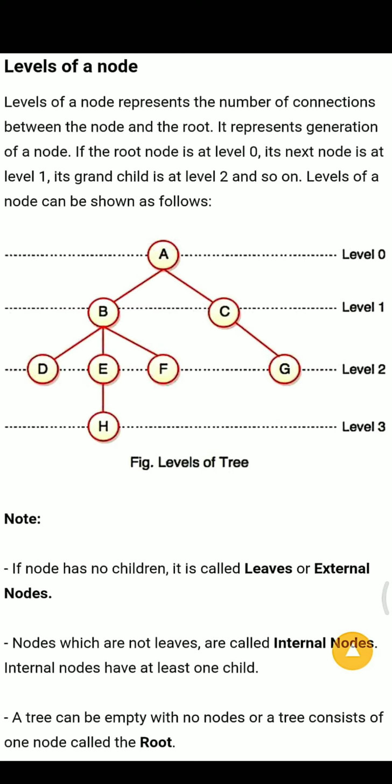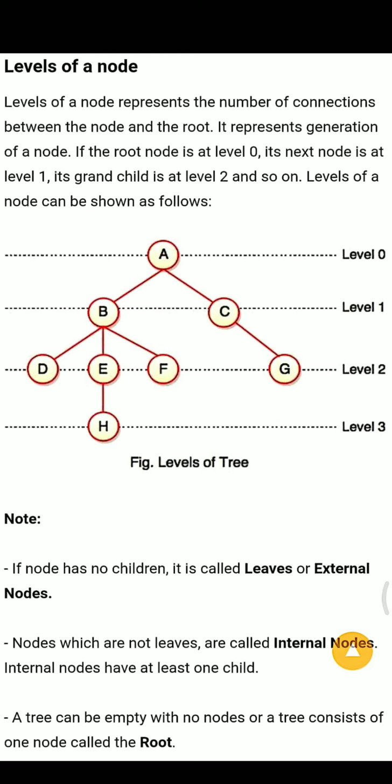So we have here levels of a node. The level of a node represents the number of connections between the node and the root. It represents the generation of a node. If the root node is at level 0, its next node is at level 1, and next will be the grandchild, and that will be the next level, and so on. The levels of a node can be shown in this diagram. You could see that A is at level 0, B and C are at level 1, and D, E, F, G are at level 2, H is at level 3.